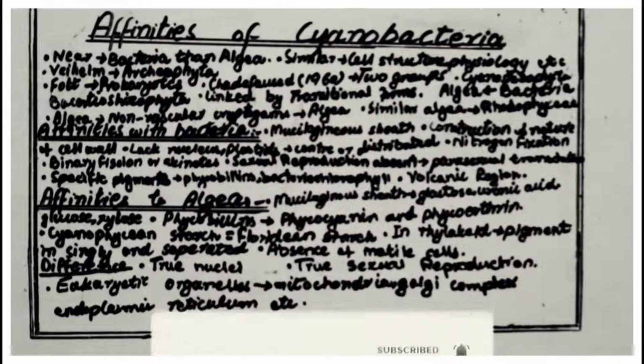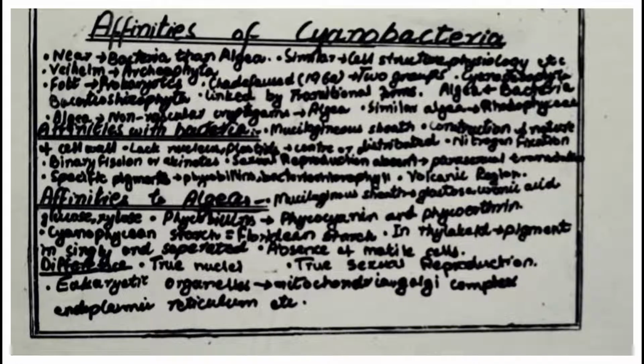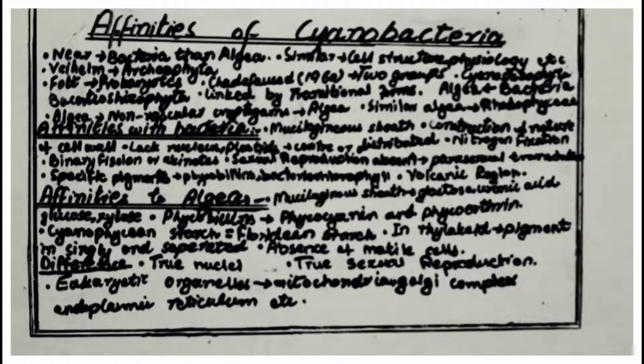Today's topic is affinities of cyanobacteria. Affinities of cyanobacteria means how the cyanobacteria is similar to other organisms, mostly the bacteria and the algae, because it is classified like this, that they are near to bacteria and a little bit far away from algae. So it has some characteristics which are common with the bacteria and some characteristics which are common with the algae. In this way we are going to discuss the affinities of cyanobacteria with bacteria and algae.